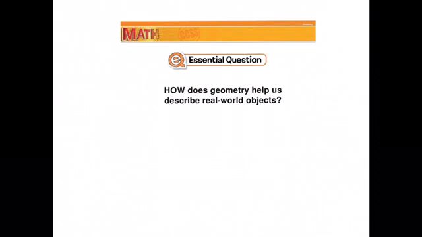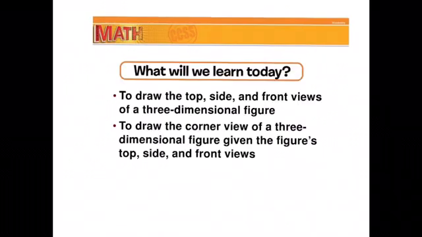And we've talked a lot about this in class with the architecture and that whole piece of taking a 3D object, and then making it 2D and using our words to describe it. Today specifically, we're going to learn to draw the top, side, and front views of a three-dimensional figure. And then we're going to learn to draw the corner view of a three-dimensional figure given the figure's top, front, and sides. So we've got to have this corner view.